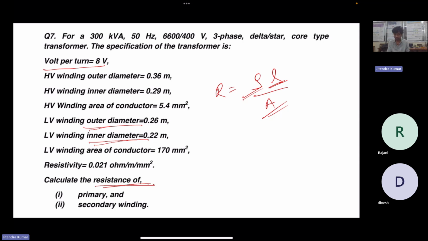Since you are calculating resistance here, you take the average of them. In the winding, outer means there will be one turn that is the closest to the core. Now you keep winding, keep winding, going far from the core. So this is the outer, and this is the inner. To be close to accurate, you just take the average of them.